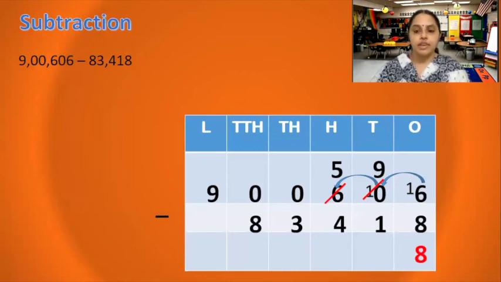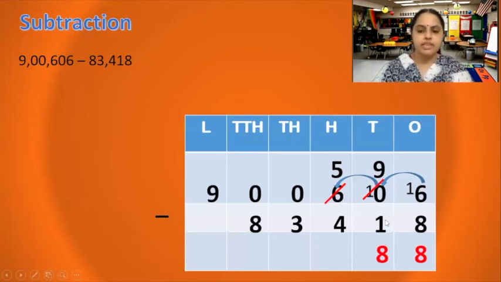Now see the tens place. 9 minus 1. 9 minus 1 is very easy. We can say it so quickly, isn't it? So 9 minus 1 is 8. Can we subtract 5 minus 4? Yes, we can. What is 5 minus 4? 1. Okay. Now the next place is thousands place.